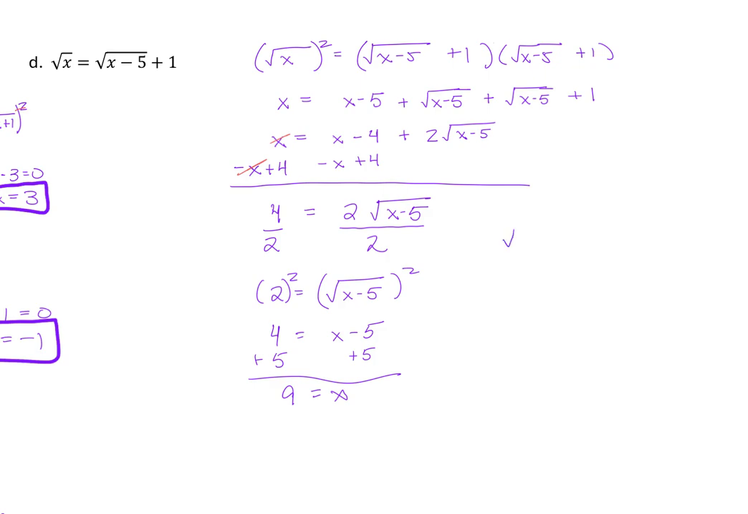And so if we plug this in for x, we do get the square root of 9 equals the square root of 9 minus 5 plus 1. Square root of 9 is equal to 3. If we do 9 minus 5, we get 4. And the square root of 4 is 2. And if we add 1 onto that, we do get 3.